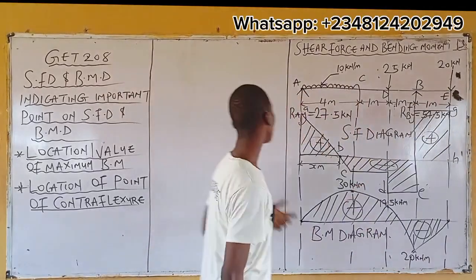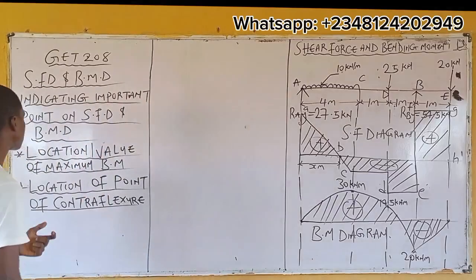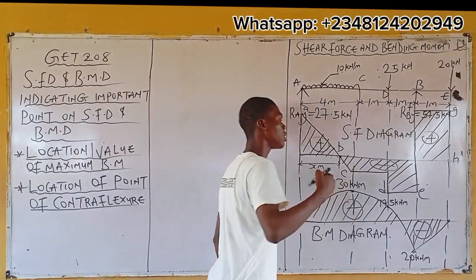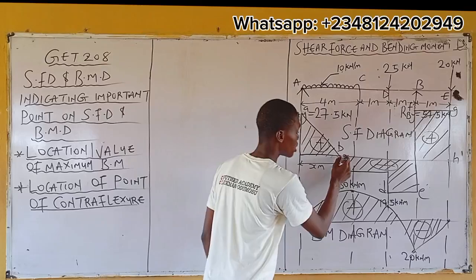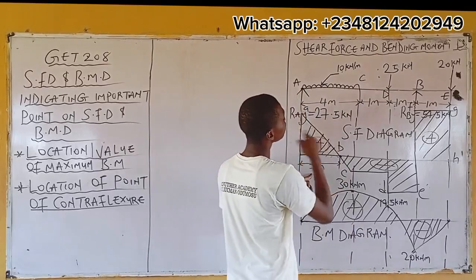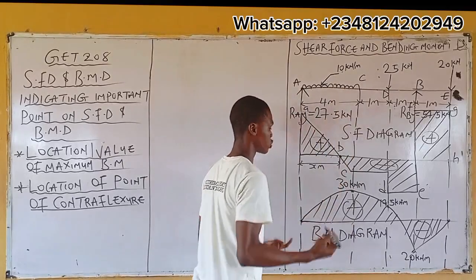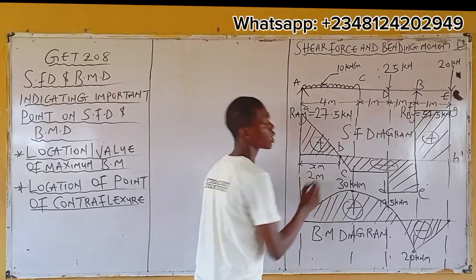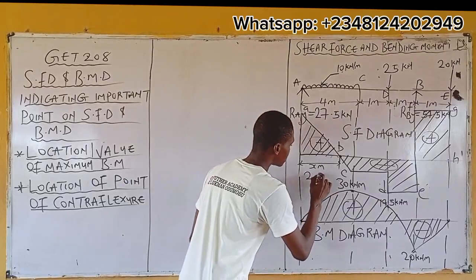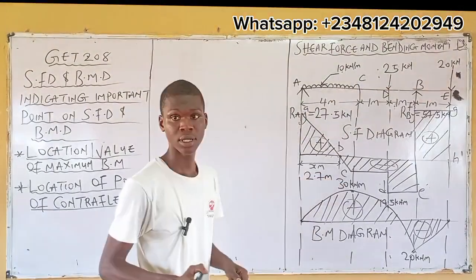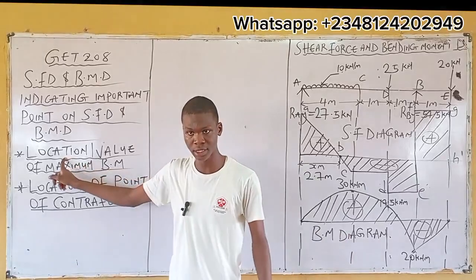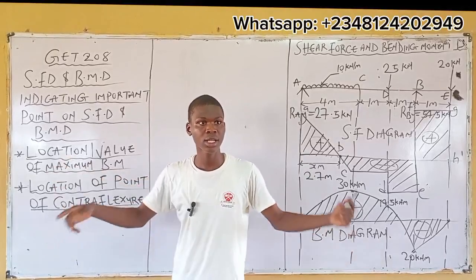All right. Number one way of calculating the location. Now we already know that the maximum bending moment value is going to occur here, meaning at x meter. Since x will be less than this 4, let's make an assumption. Let's say x is equal to 2.7 meter. You've answered location, right?